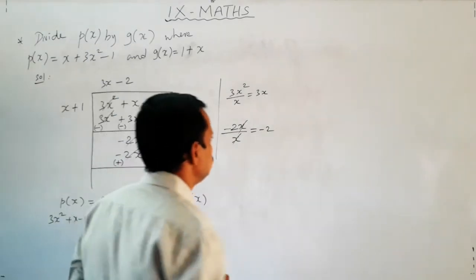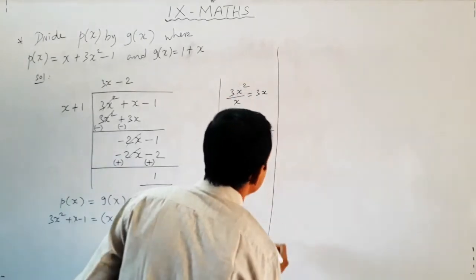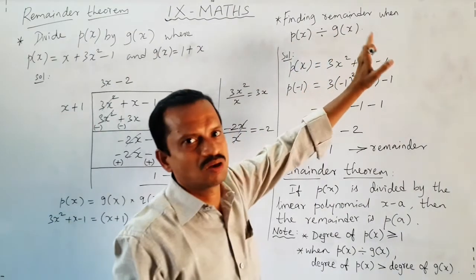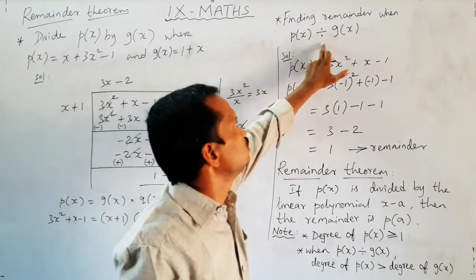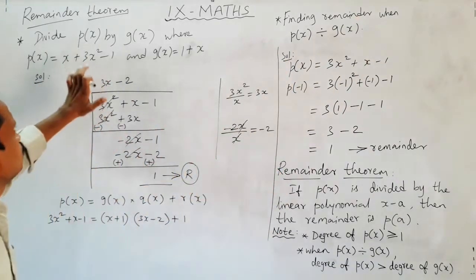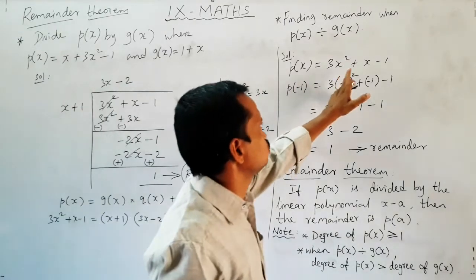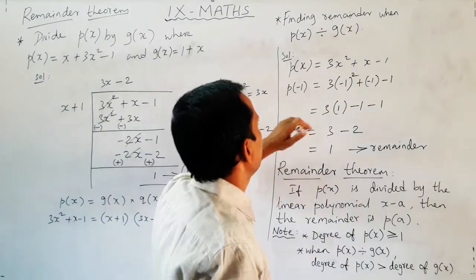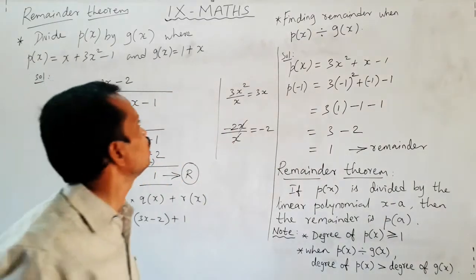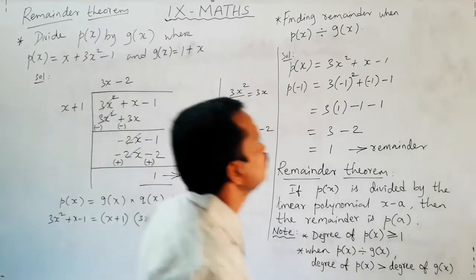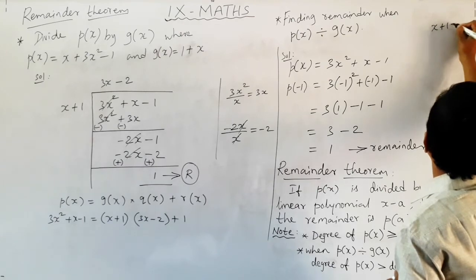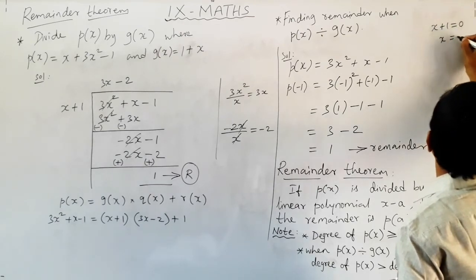Now I am going to teach you the remainder theorem. Finding the remainder when p of x is divided by g of x. Now the solution. You take the same p of x given here, that is 3x square plus x minus 1, and g of x, that is also the same, 1 plus x, and we take that 1 plus x as x plus 1. So just in a rough column, we find x plus 1 equal to 0, then x equals minus 1.